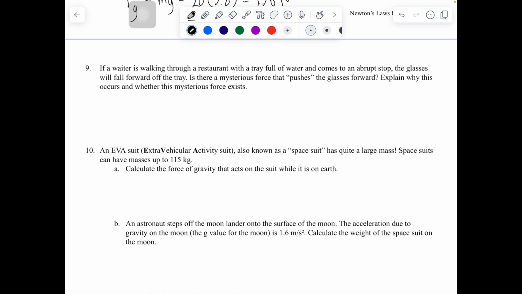So the waiter and the water were in motion moving forward in a straight line. The waiter stopped because they applied some force to the ground that made them stop when the ground pushed back on them. But there was no force on the water. The water just kept going until it hit the ground where some force made it come to a stop.